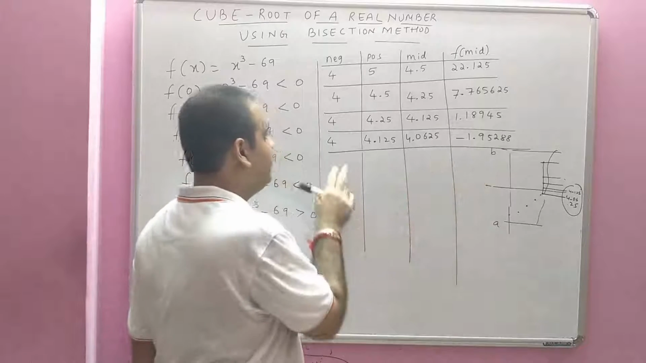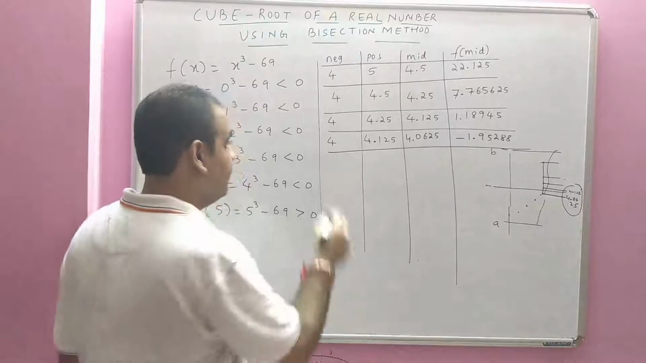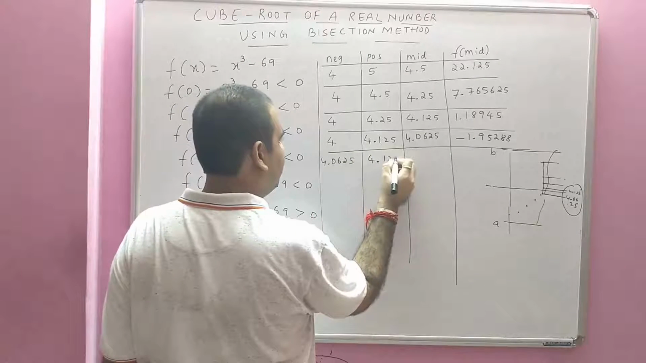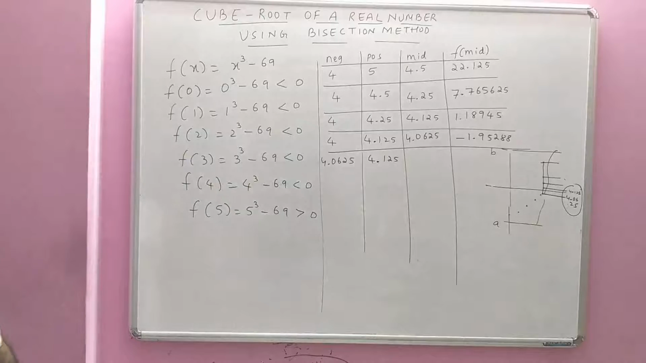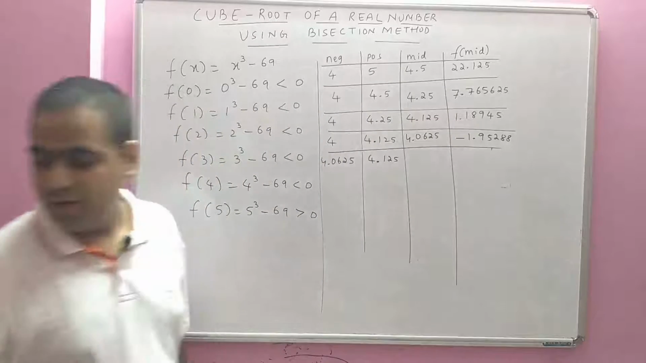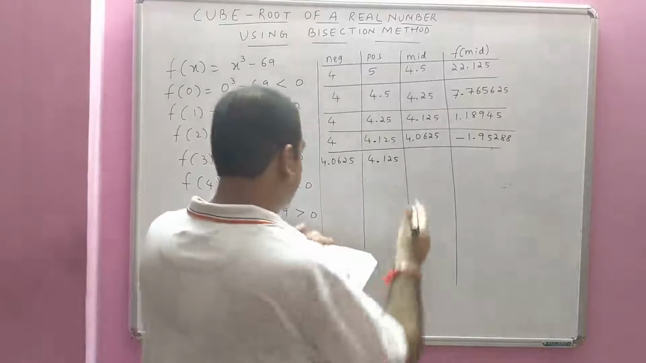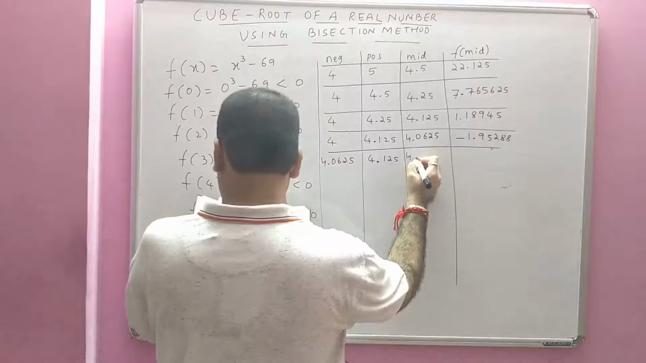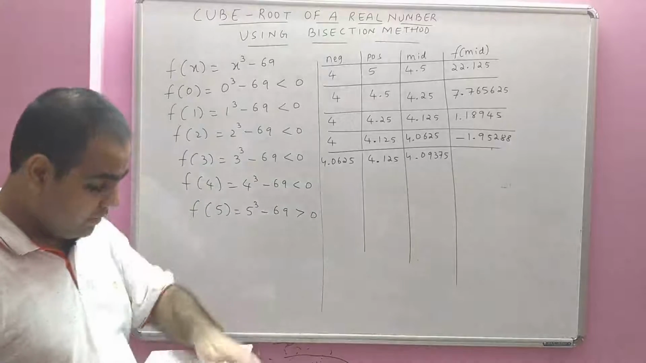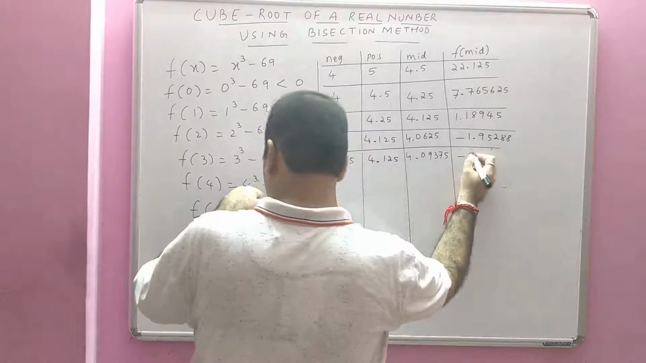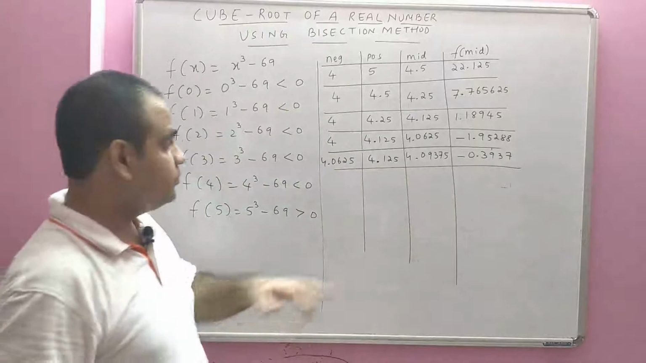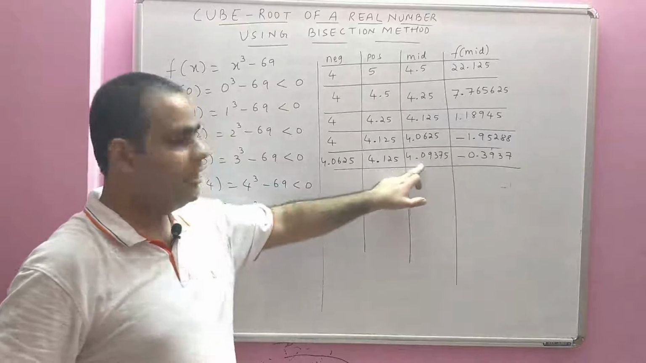Now since it is negative, replace the negative value by mid, and we say 4.0625. The positive value remains the same, 4.125, and we need to compute the midpoint. The midpoint of this is 4.09375. Now if you compute f of 4.09375, it is minus 0.3937. Is that okay? Now since it is negative, replace the negative by the mid value.